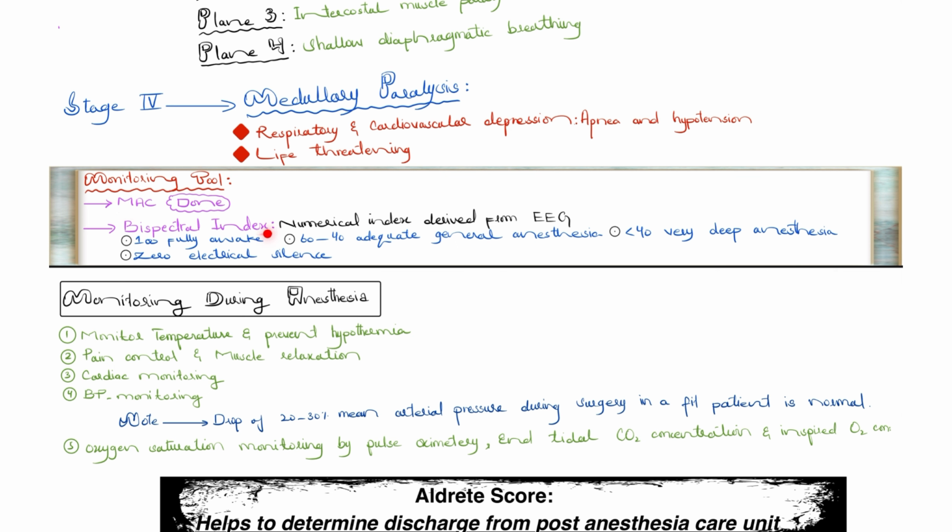Then the second thing is the bispectral index. This is a numerical index which is derived from the electroencephalogram. If it is 100, it means the patient is fully awake. If it is between 60 to 40, it means there is adequate general anesthesia. If it is less than 40, it's very deep anesthesia where there is a high chance of medullary paralysis. But if it is electrically zero or electrically silent, this means that there is brain death.